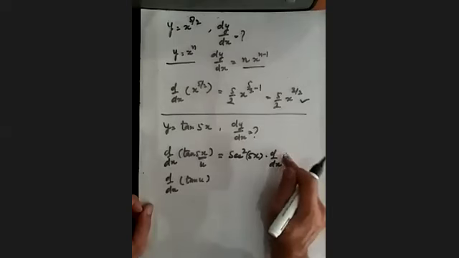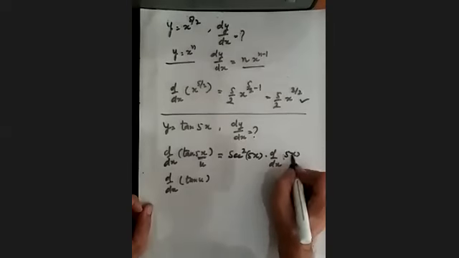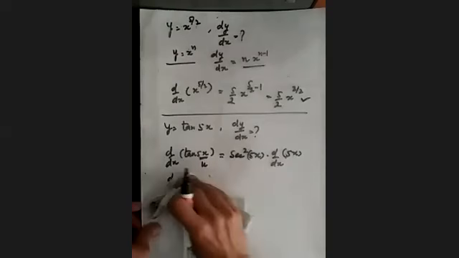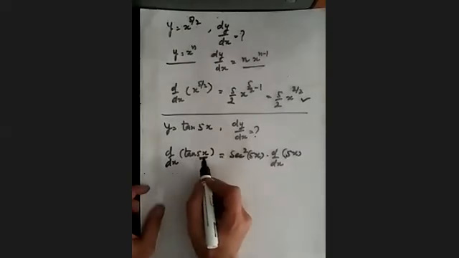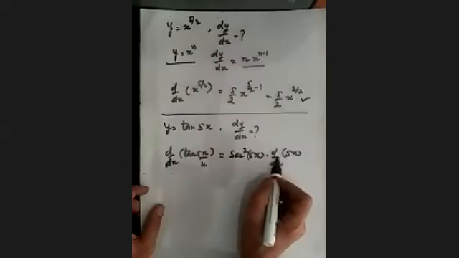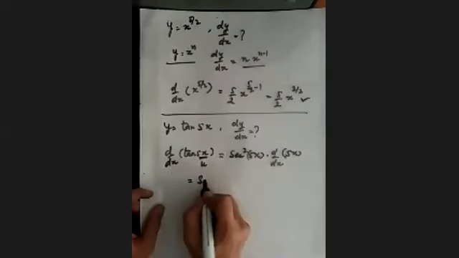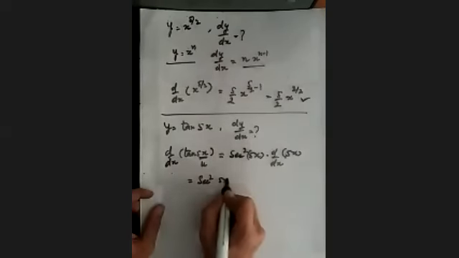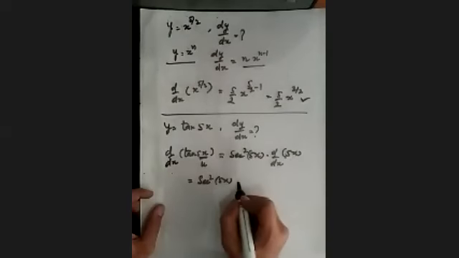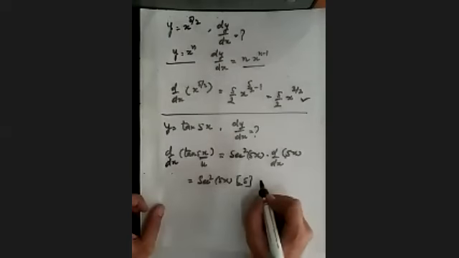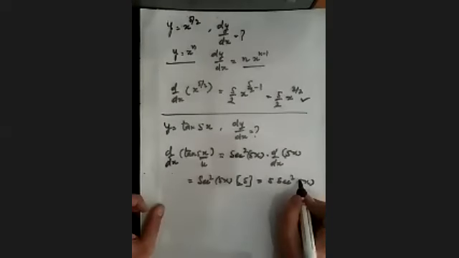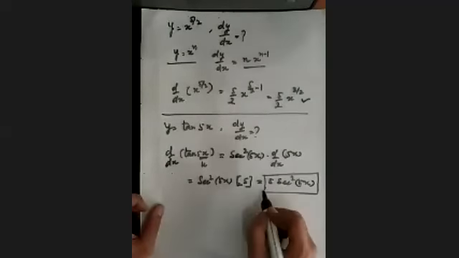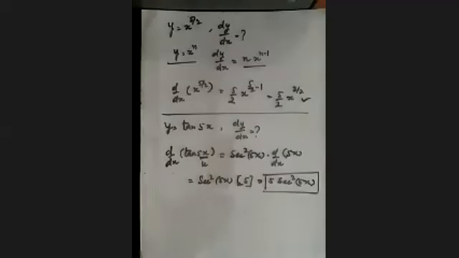And u is what? 5x. So this is how we are going to differentiate. So differentiation of tan 5x is secant square 5x and then differentiation of 5x. So secant square 5x as it is, and differentiation of 5x will be 5 only. So answer will be 5 secant square 5x. So that is the differentiation of tan 5x.